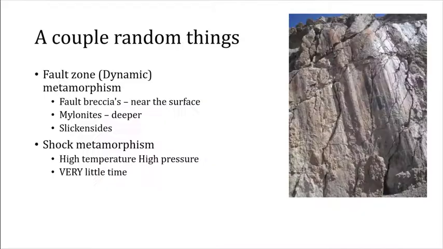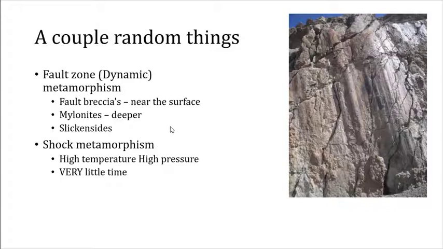A couple random things that are nevertheless kind of interesting. There is something called dynamic or fault zone metamorphism, where you have a fault and rocks sliding past themselves, and this creates a kind of grinding, not even a melting, but pushing mineral grains against each other. It does all kinds of things, and so near the surface you can get what's called a fault breccia, where the grinding of that rock will make a breccia. It's not an impact breccia or an immature sediment breccia. It's a fault breccia. These are incredibly uncommon, but they do exist.